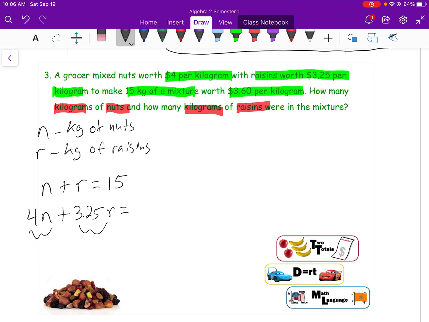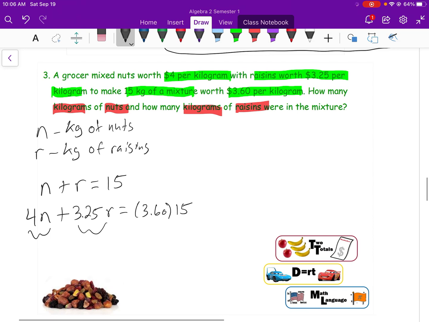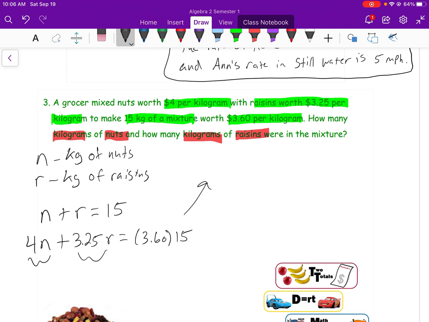But then the total price for the mixture, we know we have 15 kilograms, but it's $3.60 per kilogram. So we have to take that times 15 to give us that total cost for the mixture. Okay, so let's go over here. Nothing's going to change with that first equation, but let's just simplify that second equation, because 3.60 times 15 will give us 54.